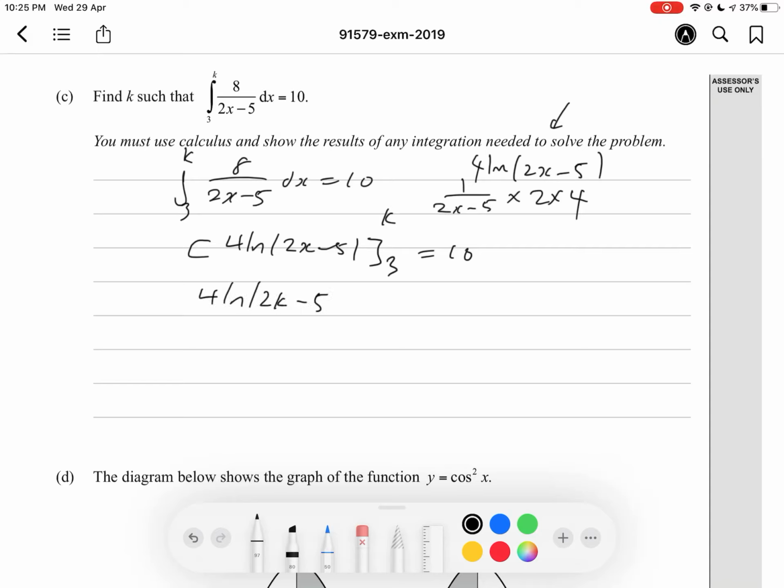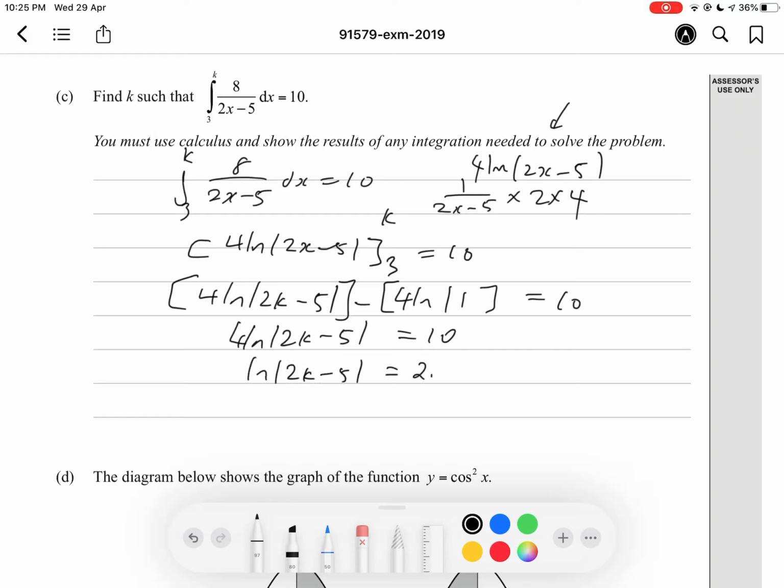So 4 ln of 2k minus 5, minus, putting this in brackets, 4 ln of 3, so ln of 1, equals 10. Ln of 1 is just 0. So therefore 4 ln of 2k minus 5 equals 10. Divide both sides by 4, so ln of 2k minus 5 equals 2.5.